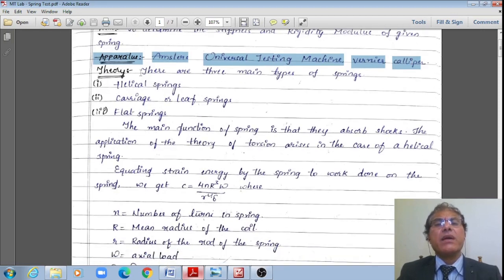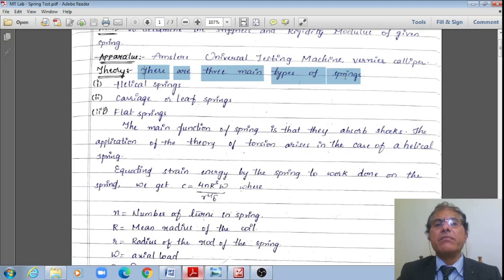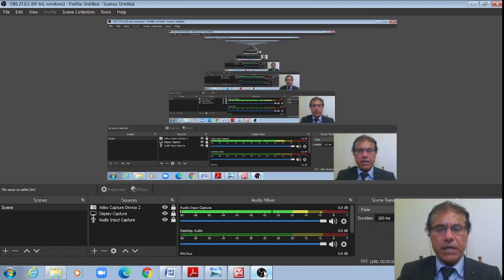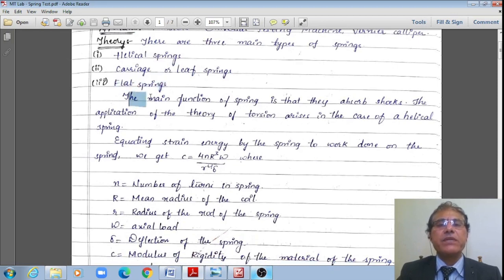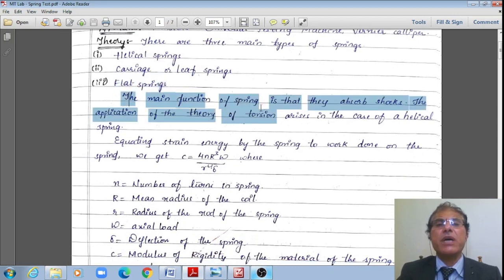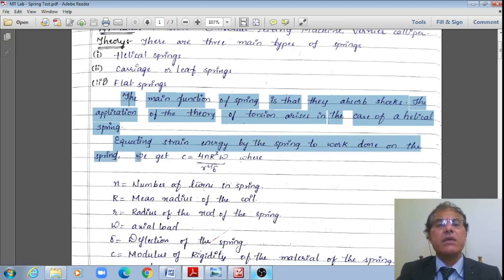This is the theory, students. Just now I told you that there are mainly three types of springs. One is the helical spring, the second one is carriage or leaf springs, and the third one is flat springs. However, the main function of these springs is that they absorb shocks. The application of the theory of torsion arises in the case of helical springs, equating the strain energy stored by the spring to the work done on the spring.